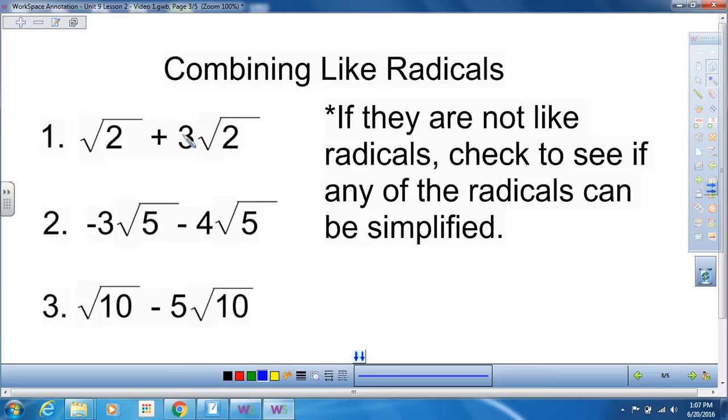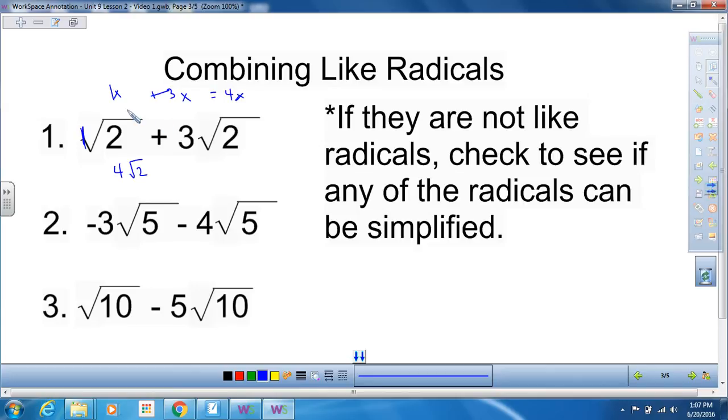Okay, so just like with like terms, if this were x plus 3x, so instead of the square root of 2, let's just look at it like it's an x. x plus 3x, so there would be a 1 in front of that x. x plus 3x would be 4x. So same thing here. There's a 1 in front of this square root of 2. So 1 square root of 2 plus 3 square root of 2 is 4 square root of 2.